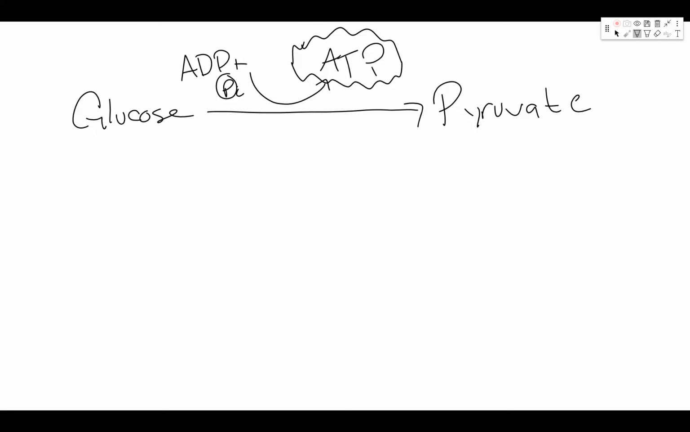In this process, we also yield those electron carriers. We go from NAD plus to NADH. But we don't have an electron transport chain in fermentation to get that NADH back up to NAD plus and harness that energy. There's no way to harness that energy, so we just have to essentially get rid of it in another process.